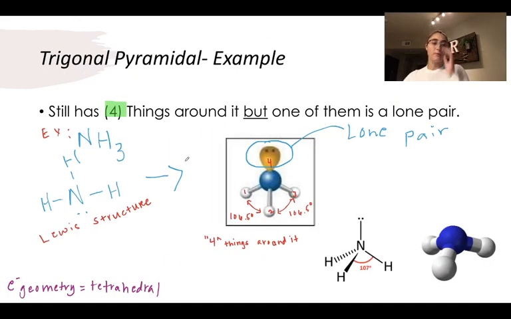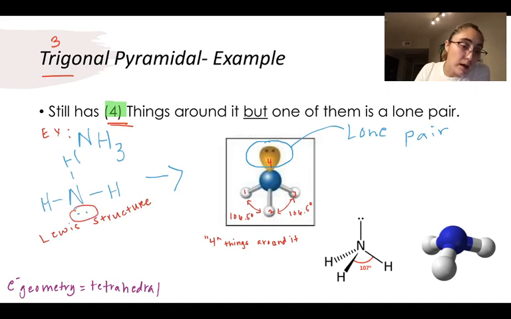All right. Now, the next one is trigonal pyramidal. So you'll notice here, trigonal means there are 3 things around it. But what's interesting here is this one, our NH3, actually has 4 things around it. And let me explain where those 4 things are. So if I were to draw the Lewis structure for NH3, I've got nitrogen, my 1, 2, 3 hydrogens around it. So we would say that there are 3 things, but there's actually a lone pair here.